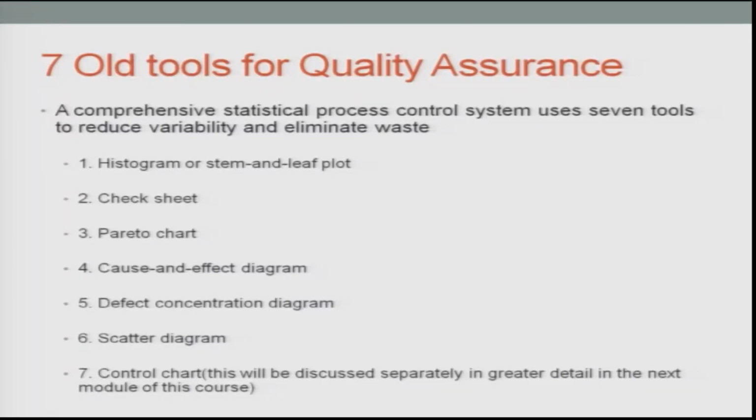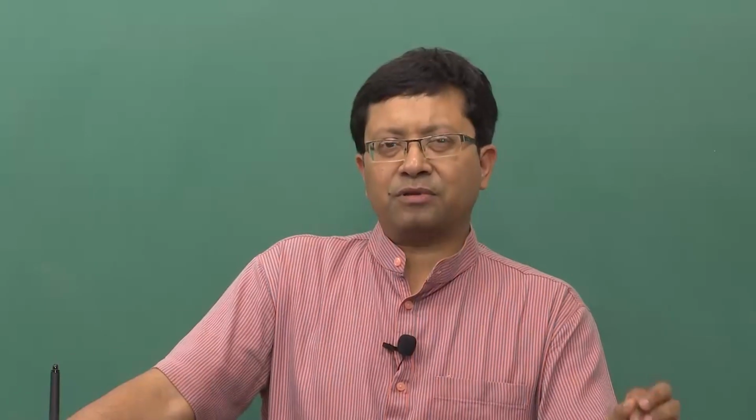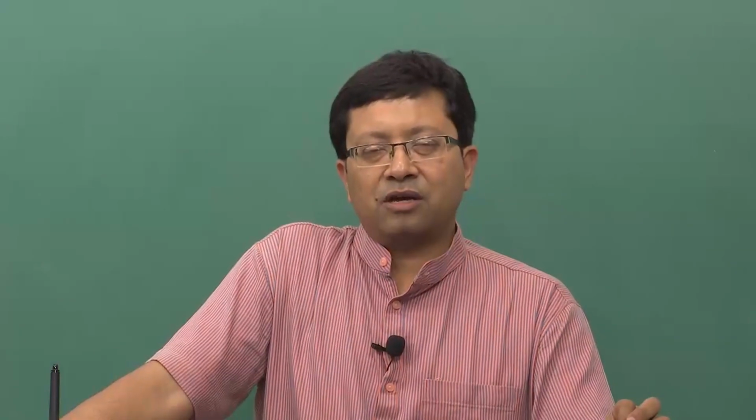A comprehensive statistical process control system uses 7 actual concepts or tools to reduce variability and eliminate waste. And if you remember, elimination of waste, reduction of variability, and reduction of total cost, negative cost I am considering, are the important bullet points for the 3 stages of quality. If you remember the examples I just mentioned for Motorola, GE and so on.